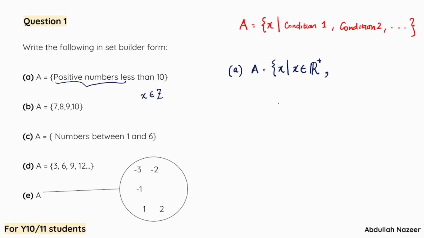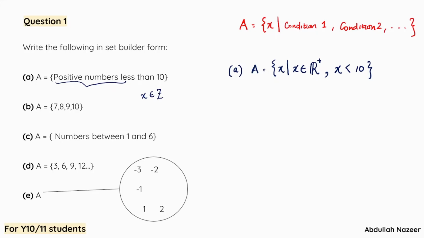So you've made the first condition. First condition is that x is a positive real number, meaning it doesn't need to be a whole number. It can even be a decimal, right? So you have set that condition first. Now the next part is that it needs to be less than 10. So you say x is less than 10. So this is the way you write the set builder format for the first question.